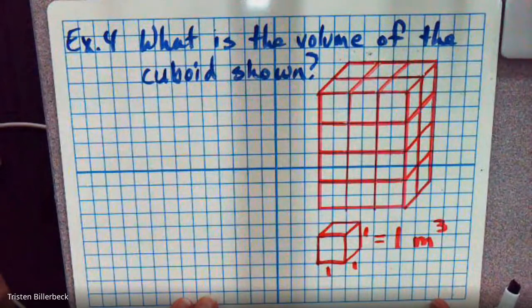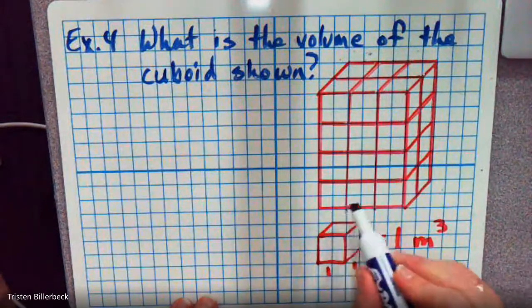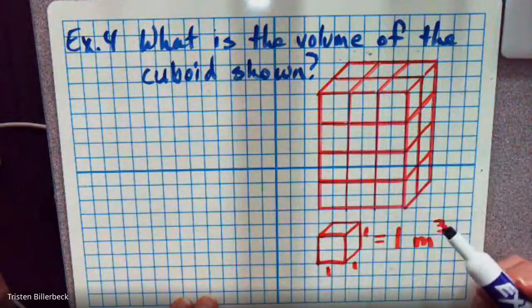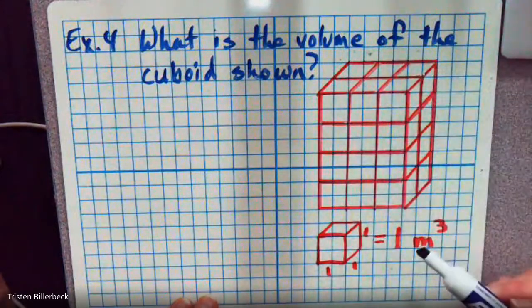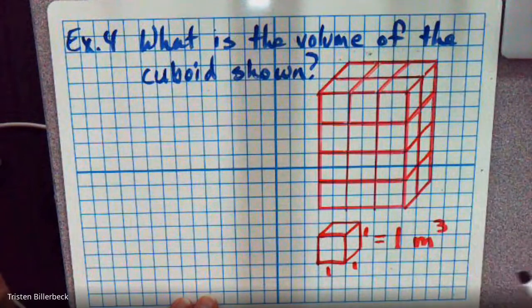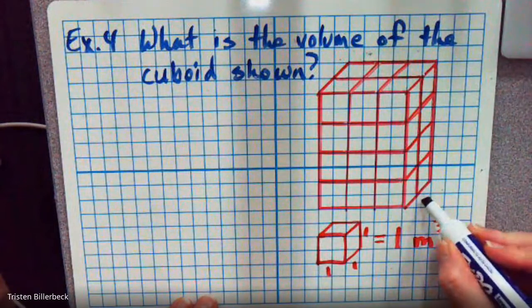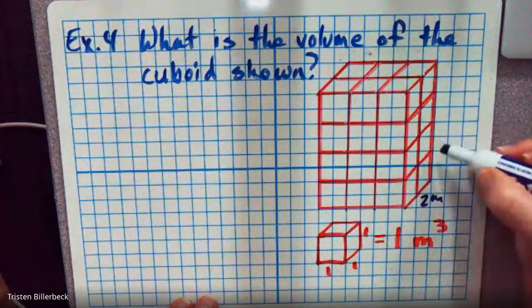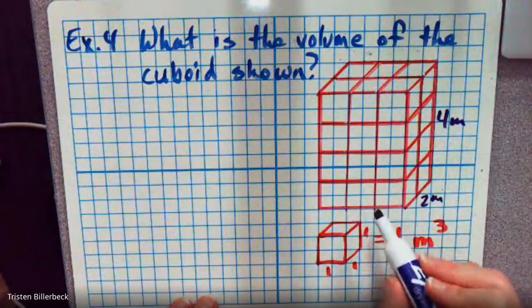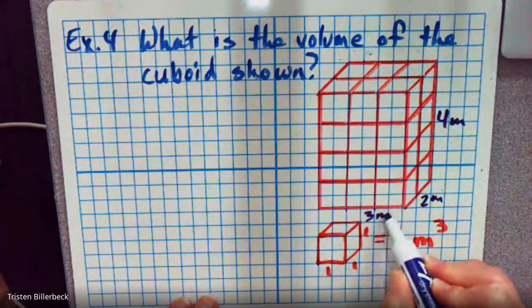Well, you could just count them, couldn't you? You could just say 1, 2, 3, 4, 5, 6, 7, 8, 9, 10, 11, 12. And then notice that there's a whole set back row there. So that means there's 12 times 2, which is 24. So then you would have known just by counting that we have 24 meters cubed right there. Or you could have said, oh, there's 2 meters here. There are 4 meters here. And there are 3 meters here.